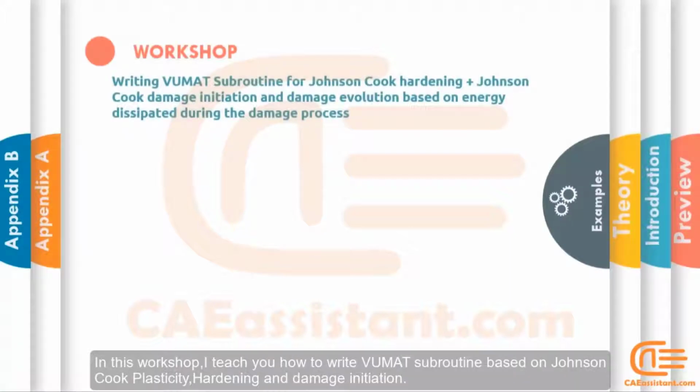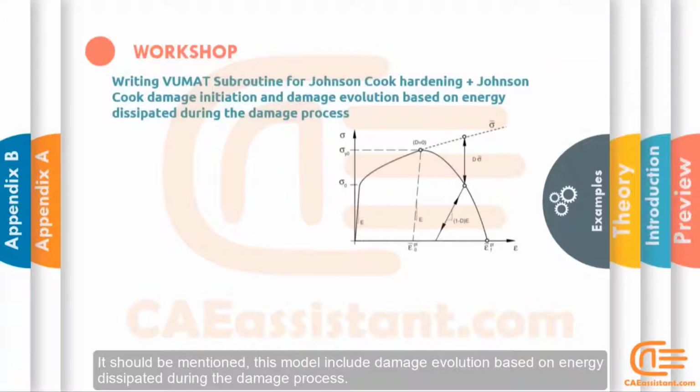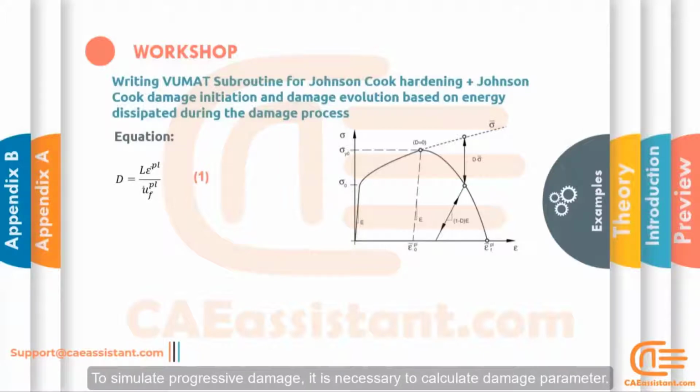In this workshop, I teach you how to write VUMAT subroutine based on Johnson-Cook plasticity, hardening, and damage initiation. It should be mentioned, this model includes damage evolution based on energy dissipated during the damage process. Stress-strain equation in this material model is based on the shown figure. To simulate progressive damage, it is necessary to calculate damage parameter.